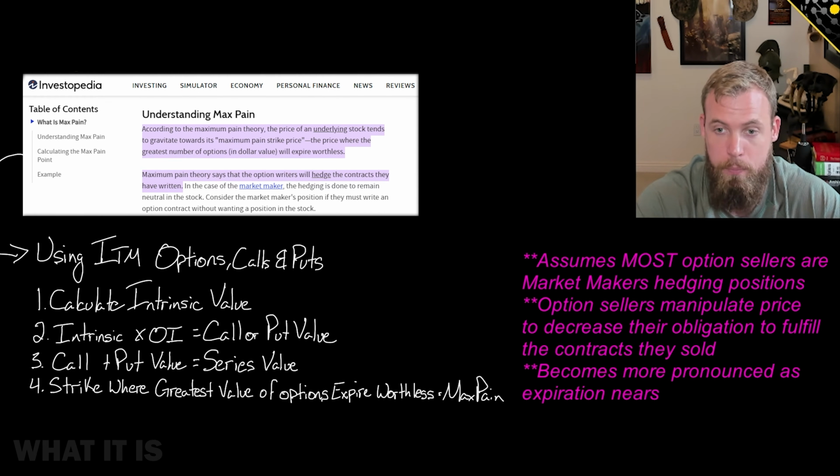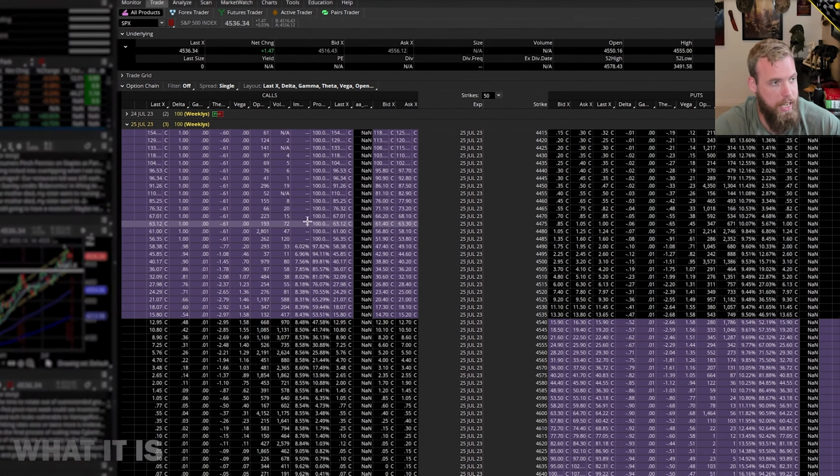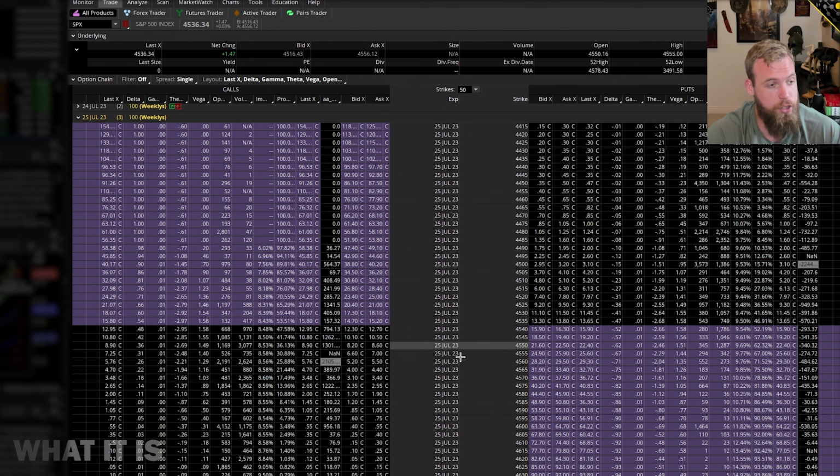So what does that mean? Well, if we pop open the platform here, let's say we're going to go to the 25 July expiration. And typically you want to use the closest expiration. It's really prevalent on expiration date itself. But because I'm filming this over a weekend, there is no 0 DTE available right now, but this will serve as a proxy. Essentially, what we need to do is see where the vast majority of option value exists.